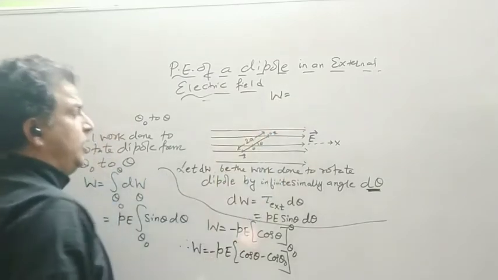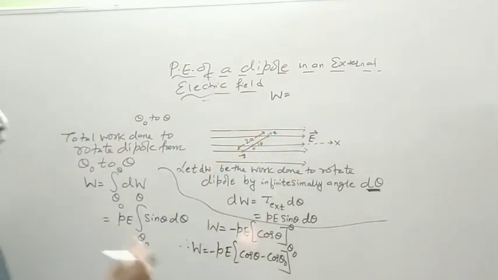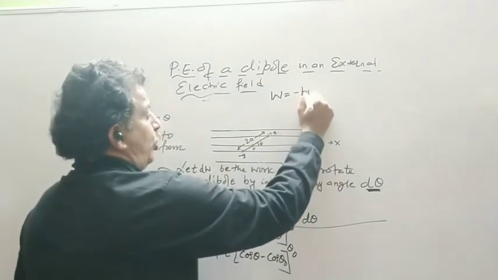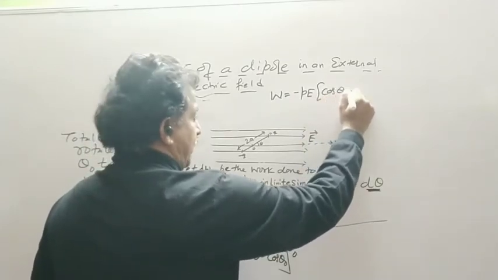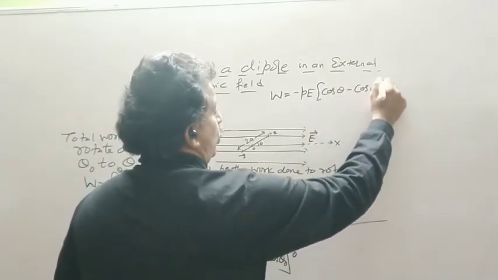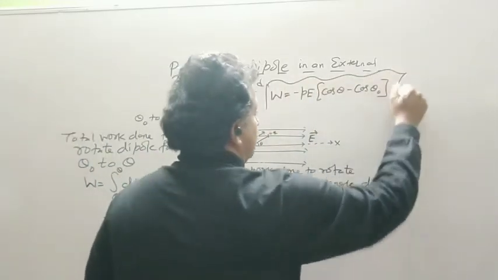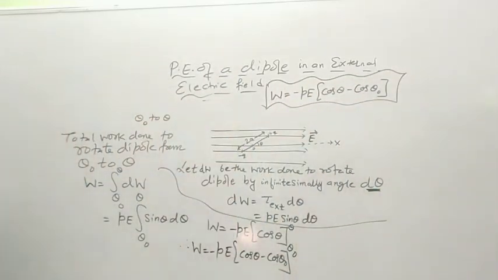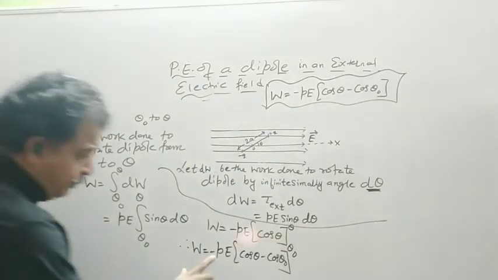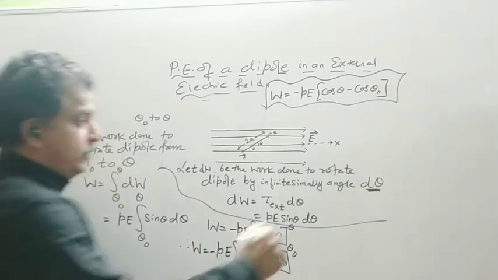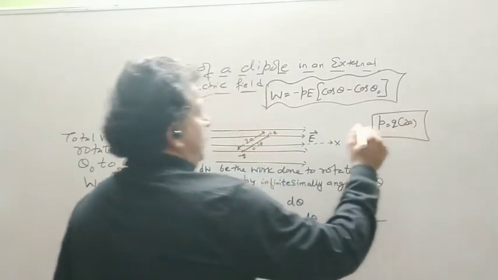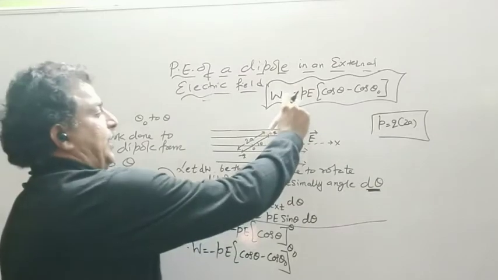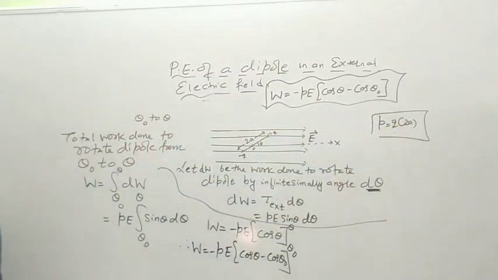So this work done is generally stored in the form of potential energy. So if you have to rotate a dipole, the work done should be equal to minus PE times cos of final angle minus cos of initial angle. This is the most important expression to rotate a dipole in a uniform electric field. Now, P is the dipole moment. So we know that P is equal to Q into 2A.